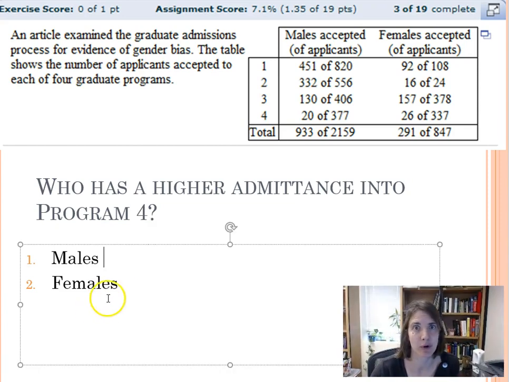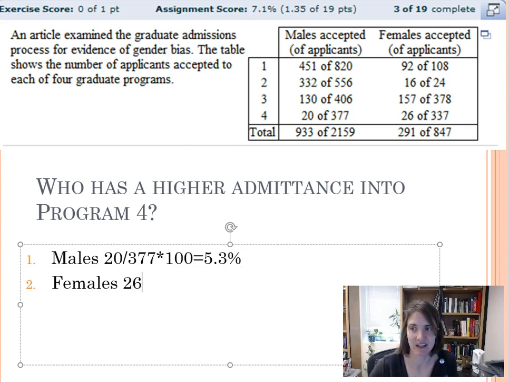Lastly, we're going to do this for program 4, and we're going to see that it's really hard to get into program 4. So there were 377 men that applied, only 20 got in. So when we calculate that rate of acceptance, we'll see that it's only 5.3%. For females, 26 got in, but 337 applied, and their acceptance rate was 7.7%. So you can see that, again, females had a slightly higher acceptance rate, but this is a really hard program to get in.